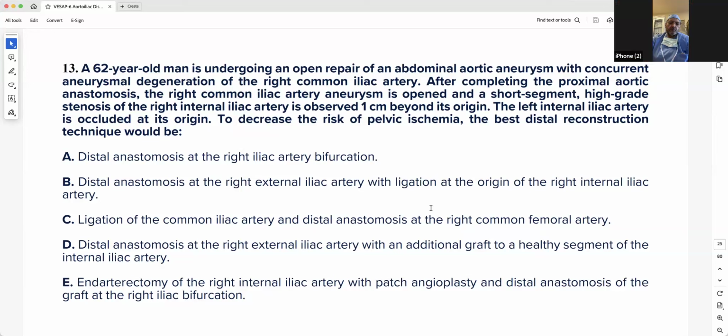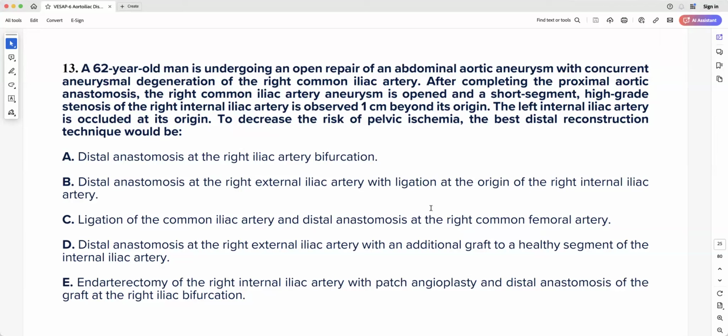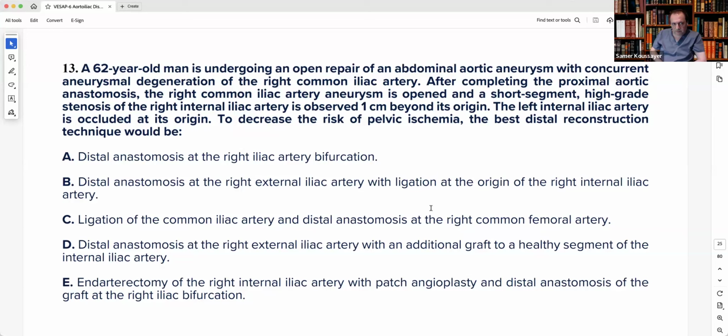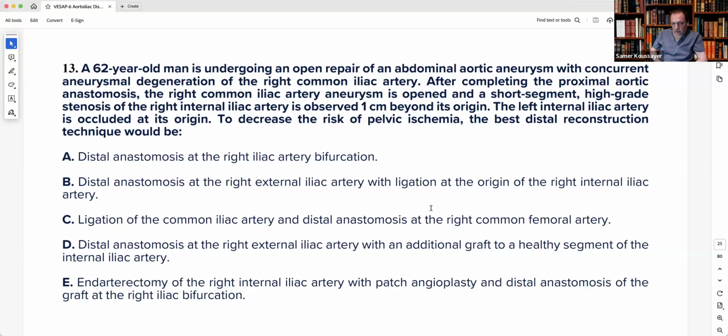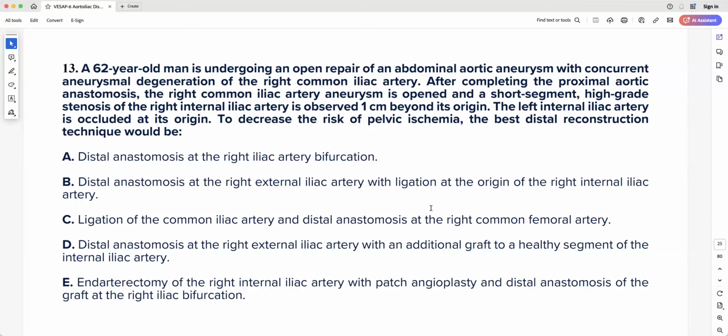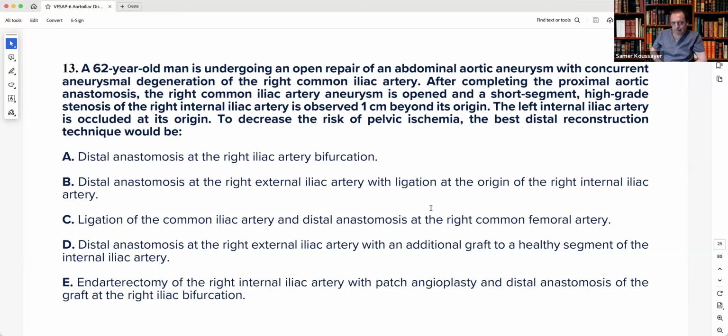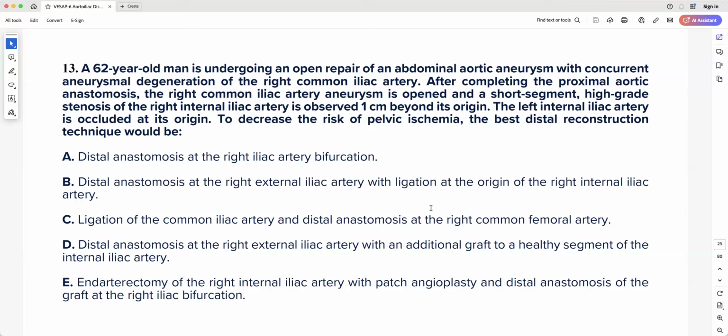Well, let's start one by one. Option A: distal anastomosis at the right iliac artery bifurcation. Is this enough? No, I don't think it's enough, because the stenosis is 1 centimeter from the origin. Even if you do that, you still have a stenosis on one iliac and the other one is occluded, so he may end up with major pelvic ischemia.